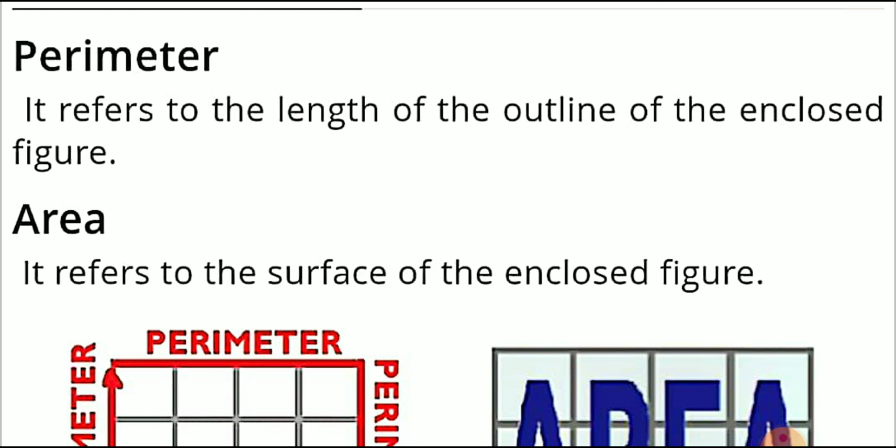What are 2D figures? 2D figures are those figures which we can touch but we cannot hold. If we can hold it, that means the figure is a three-dimensional figure, not a 2D figure. A 2D figure contains only two dimensions. One is length, another is breadth, or length and height, or breadth and height.